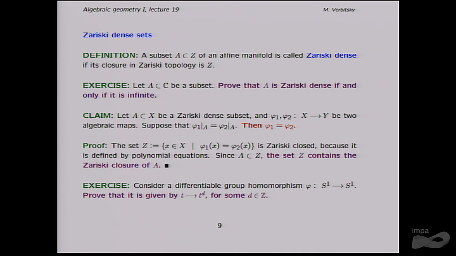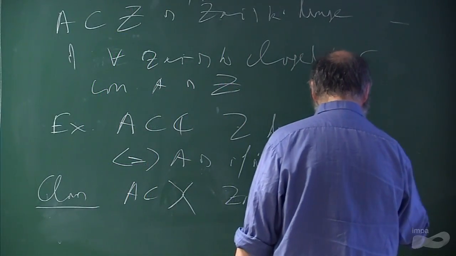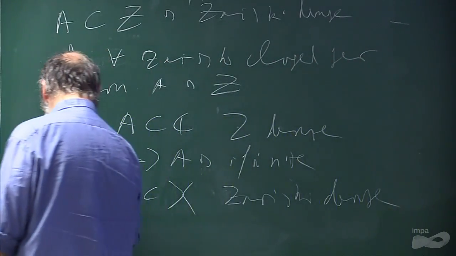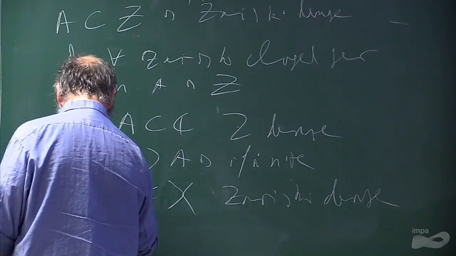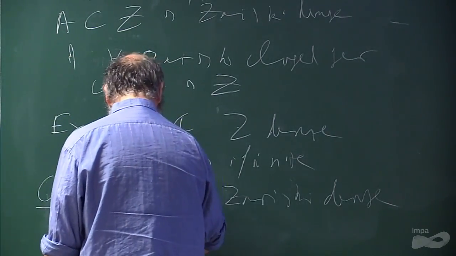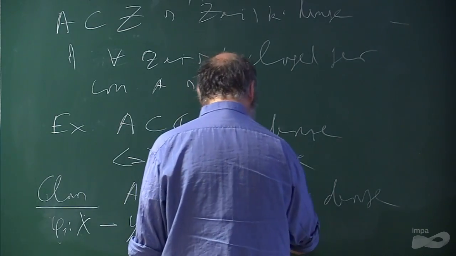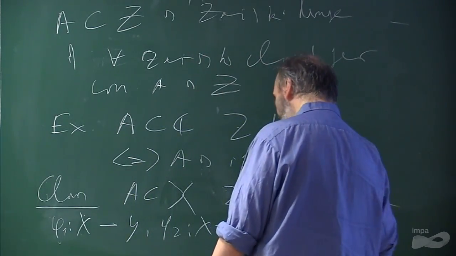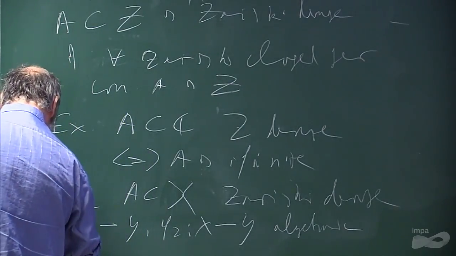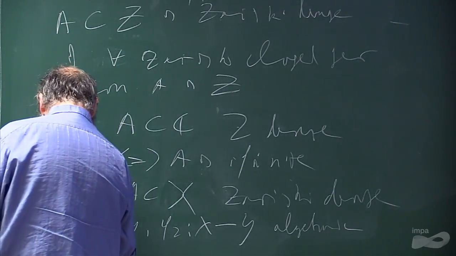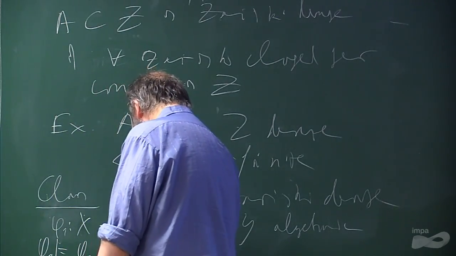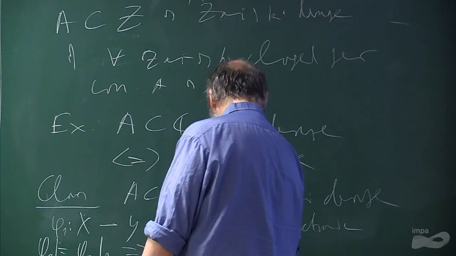Yeah, what is important, the following claim. Suppose you have A inside X, Zariski dense, and then you have phi 1, phi 2 from X to Y which are algebraic maps, and which are equal on A. Phi 1 is equal to phi 2 on A. Then phi 1 is equal to phi 2.